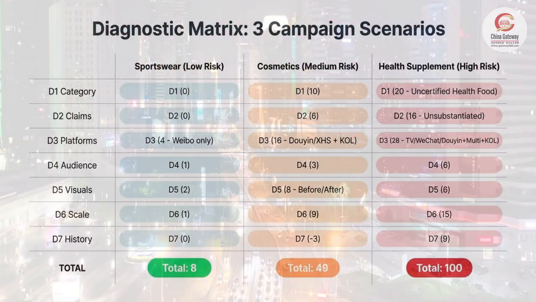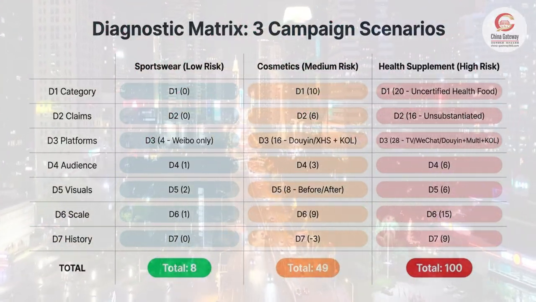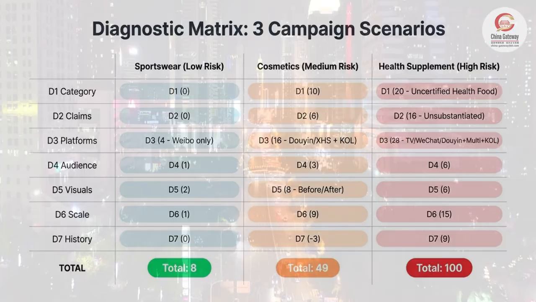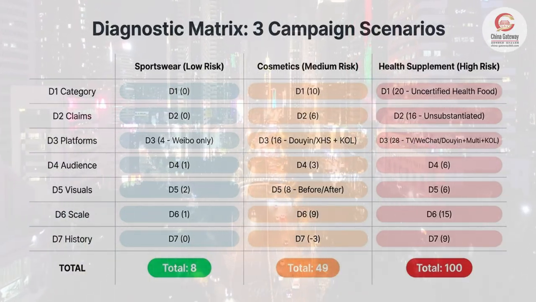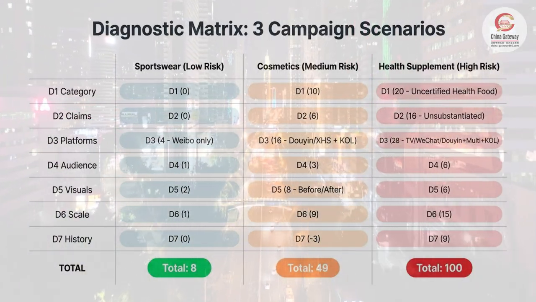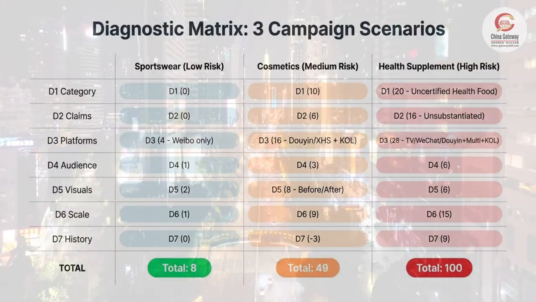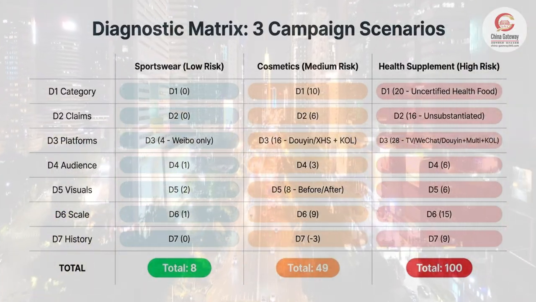To see how this theory plays out in the real world, let's contrast 3 different campaign scenarios on this diagnostic matrix. Take a look at the sportswear column first. With an unregulated product, just some basic brand awareness claims, and a narrow audience, it scores an 8. It's sitting firmly in the low-risk tier, meaning a smooth launch is highly likely.